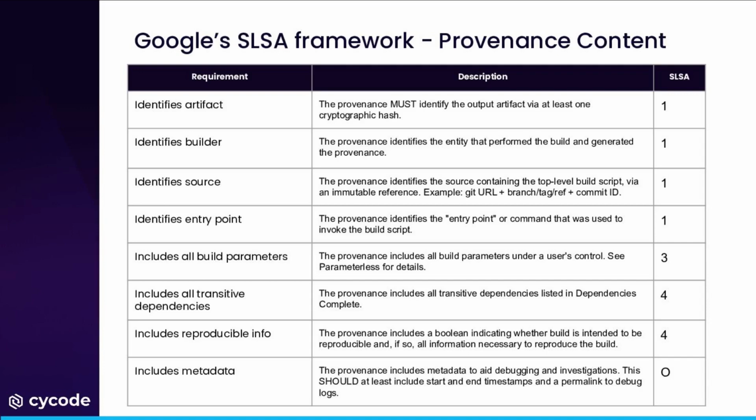Provenance content requires an identifying artifact, the builder, the source, the entry point, and all build parameters to be included. This also requires all transitive dependencies to be included, along with reproducible info and the metadata. This metadata usually is used to aid debugging and investigations.